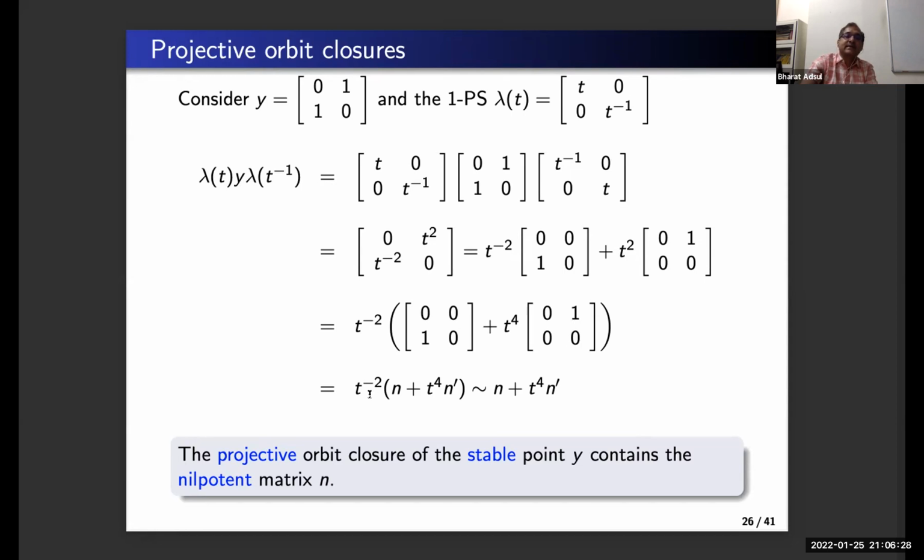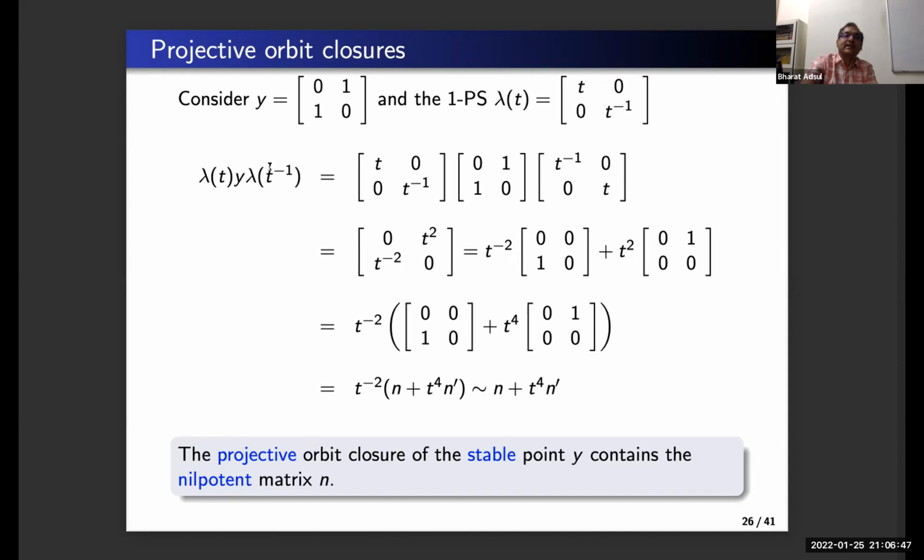And I am calling this matrix n here, so we get n plus t to the 4 times n prime, with some negative power of t in front. But if I'm looking at the projective closure, this point is on the same line as the point n plus t to the 4 times n prime, right?